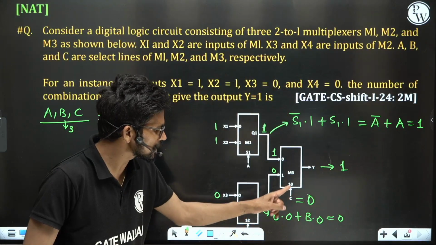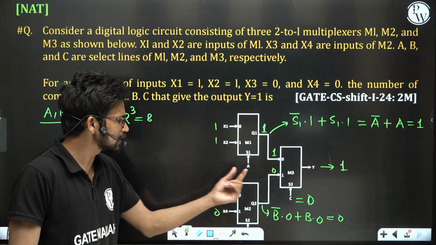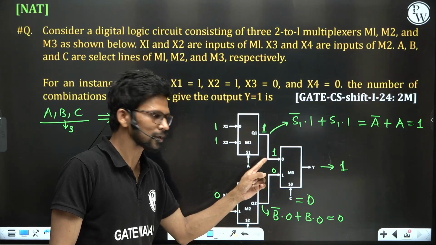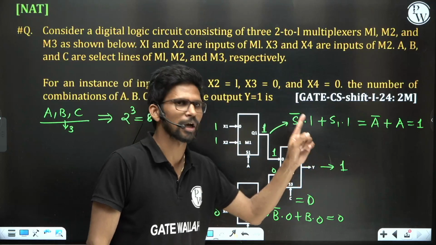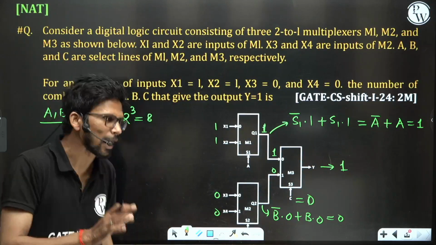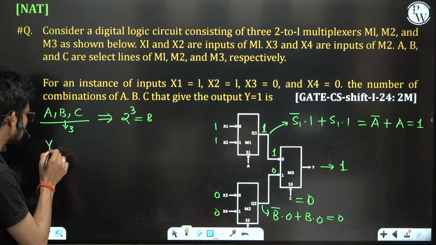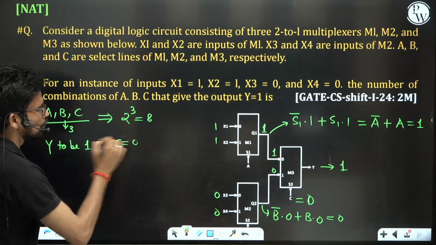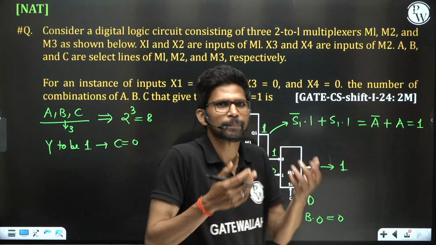If I choose the value of C to be 1, then it will select I1, and as I1 is 0, the output Y will become 0. So for output Y to be 1, C must be 0. A can be anything, B can be anything.